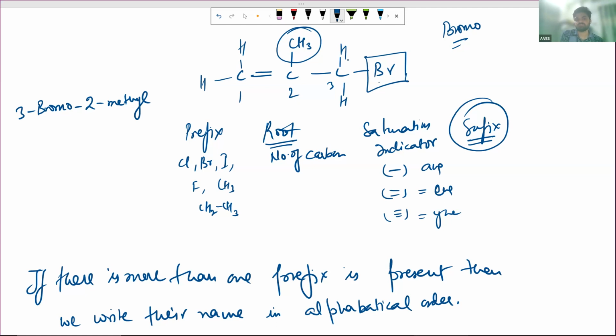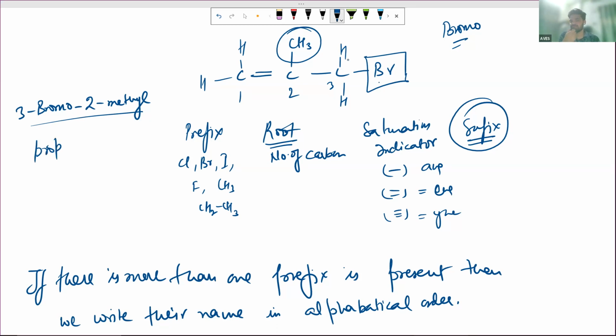It is continuing here. I'm just writing it here because I don't have space, but we have to write it together. Then we have the root. The prefix is done. How many carbons? 3 carbons. What is the root word for 3 carbons? Tell me fast. Prop. So we'll write prop.